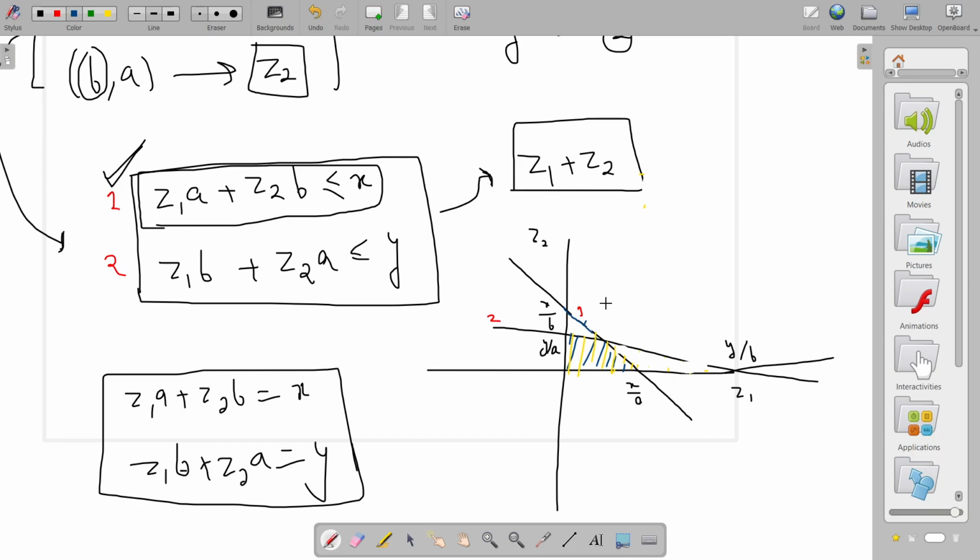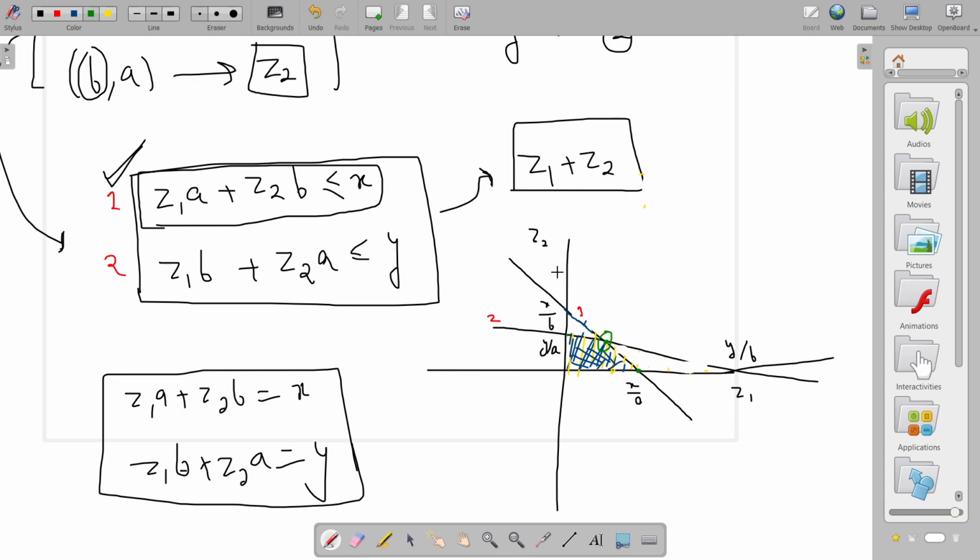Something like this. So the thing is that the optimal z1 and z2 values would lie in this region always. Now, how do we find which point it is? I think I read it somewhere that it is either one of these 4 points, something like this. But I think this point would actually give the optimal answer. This point of intersection gives the optimal answer.